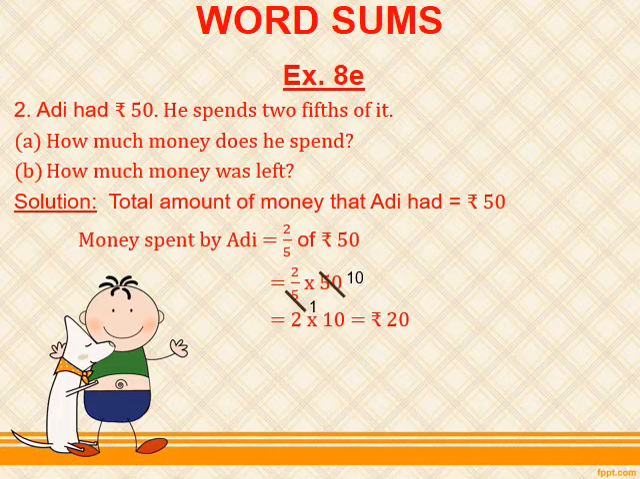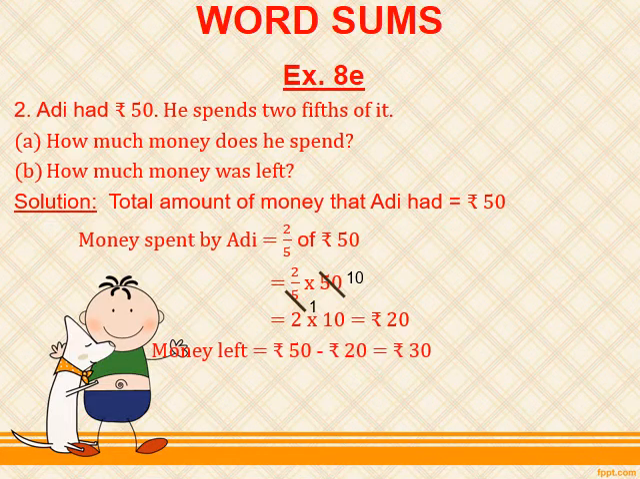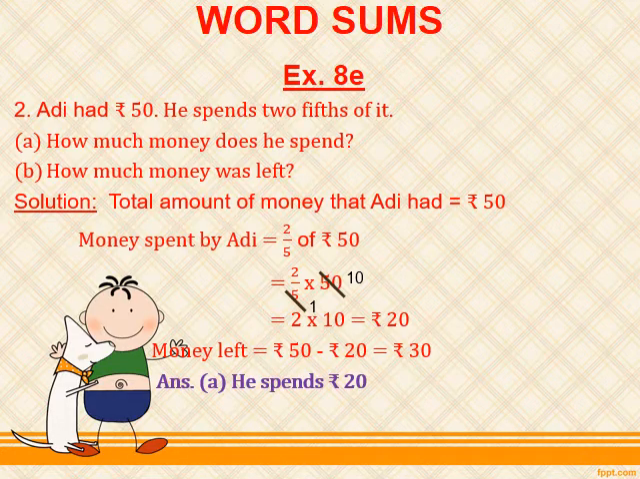Now children, after finding out the money spent by Adi, let us find out how much money was left. So money left is equal to total money minus the money spent. So rupees 50 minus rupees 20, which is equal to rupees 30. So our answer is, in A part, he spends rupees 20, and in B part, rupees 30 was left.